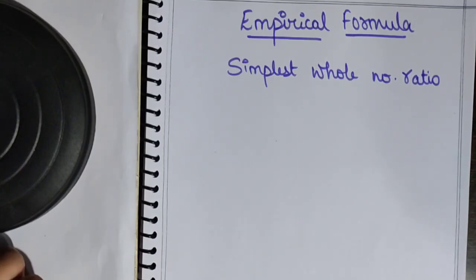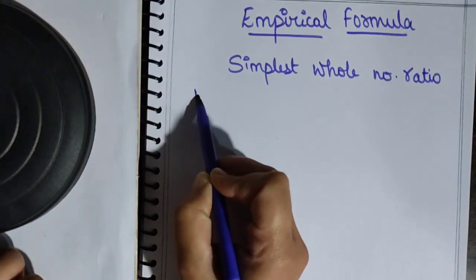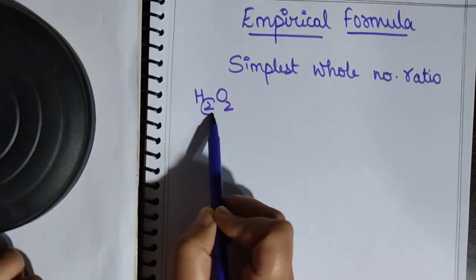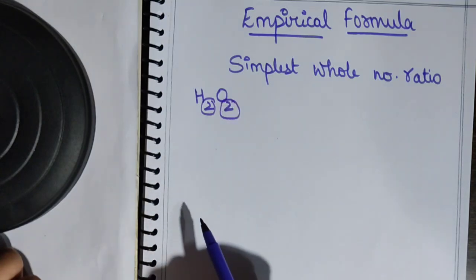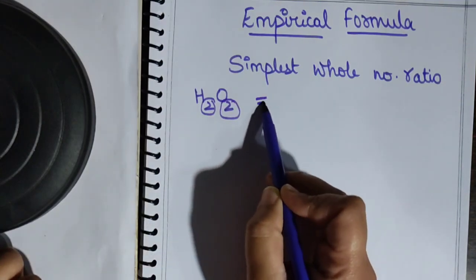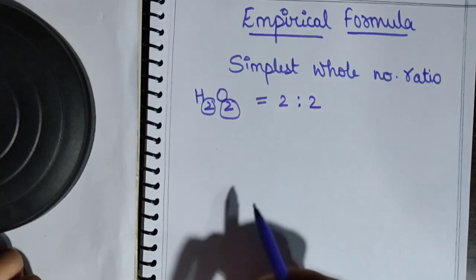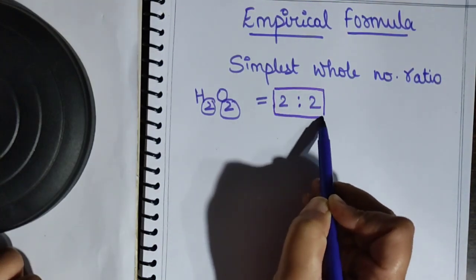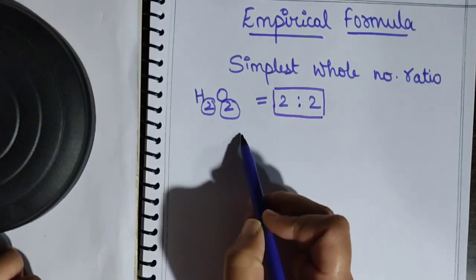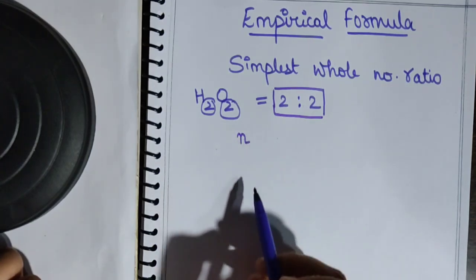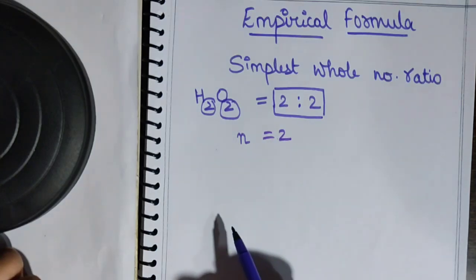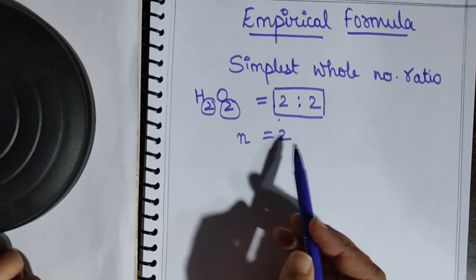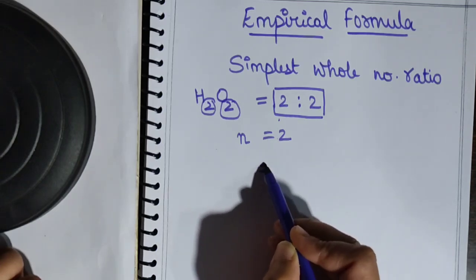Okay, so let's take an example. Hydrogen peroxide. From the molecular formula, we can say that hydrogen and oxygen are present in the ratio 2:2. But this ratio can be divided by a factor 2. We can represent this factor as n, which is 2. And by dividing this ratio by 2, we are getting the simplest ratio.